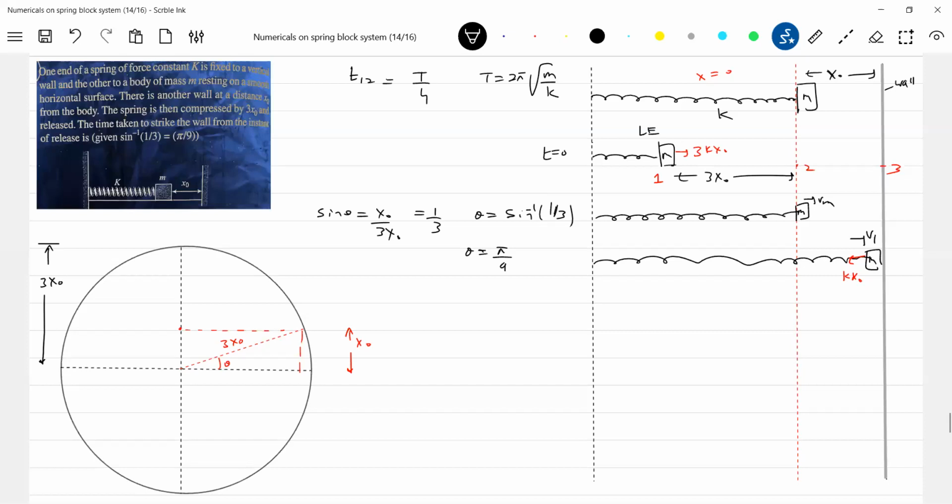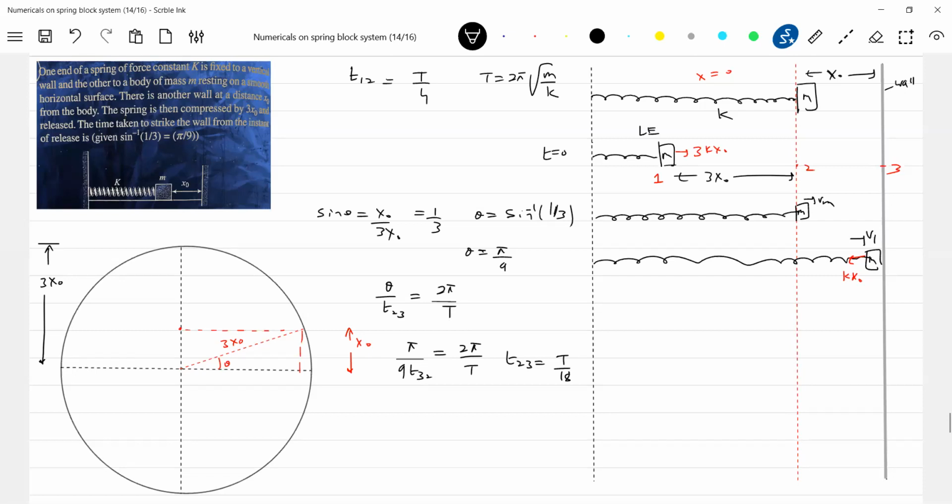Then what is the time taken to move from 2 to 3? Theta by t23 should be equal to 2 pi by capital T. It means the time taken to complete one total oscillation, let it be 2 pi radians, has an angular displacement of 2 pi radian. For an angular displacement of theta, let the time taken be t23. So this will be pi by 9, and therefore t23 should be equal to T by 18.